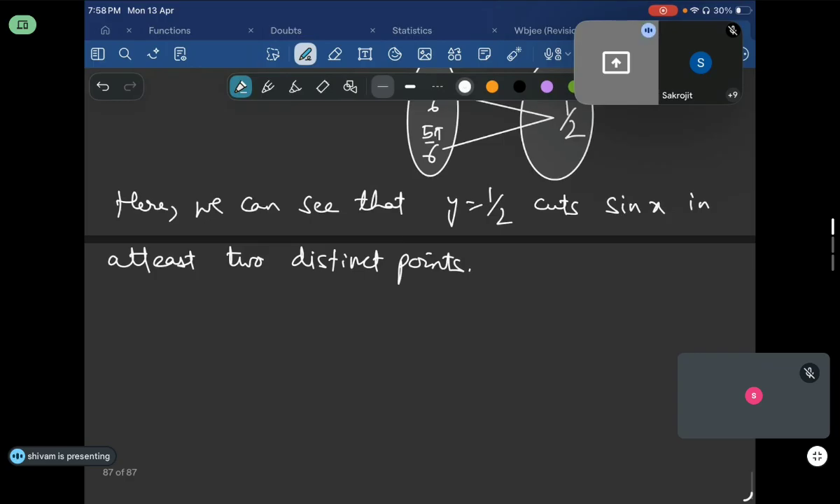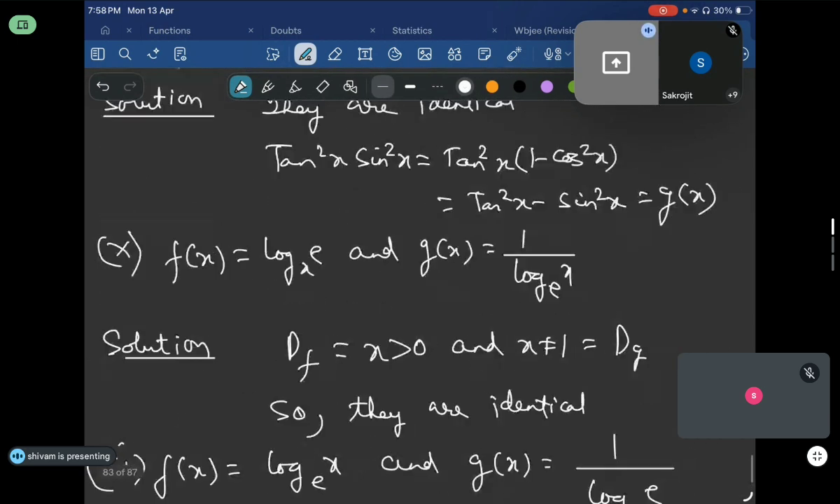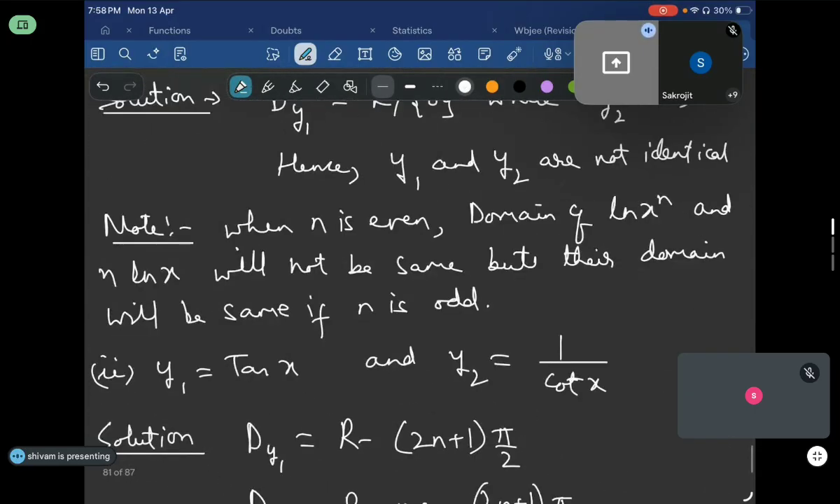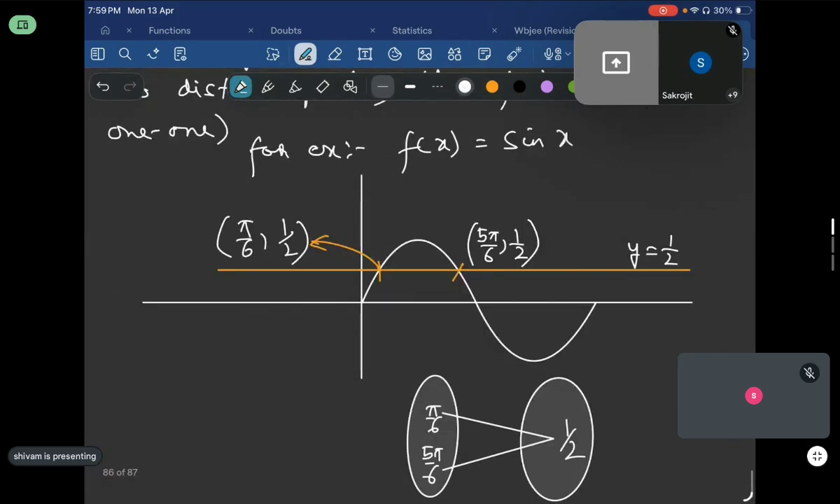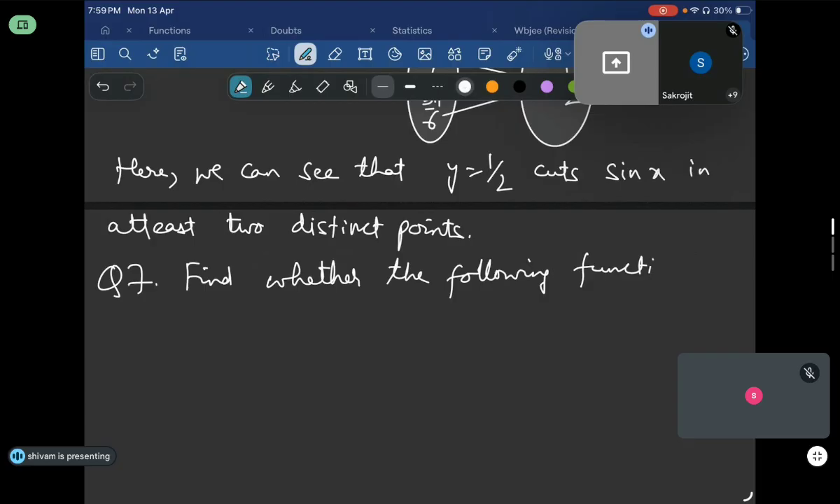Okay, next. Let us do some problems, everyone. You also identify some 1-1 functions using the graph. Question number 7. Find whether the following functions are 1-1 or not.